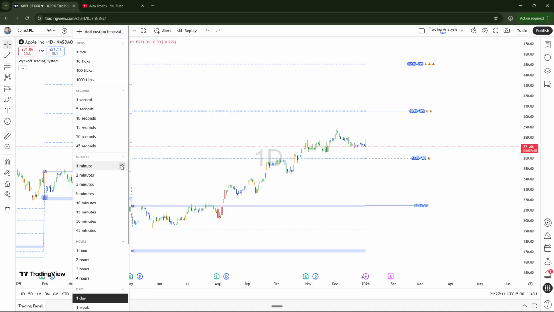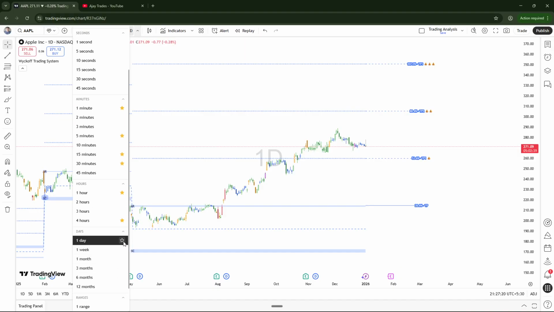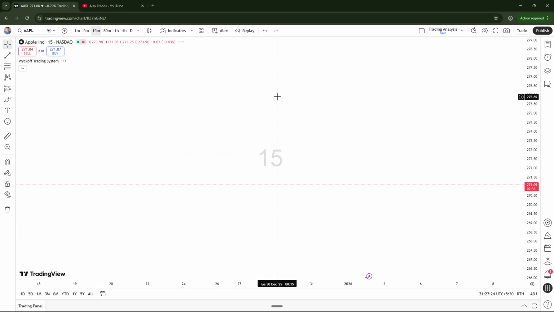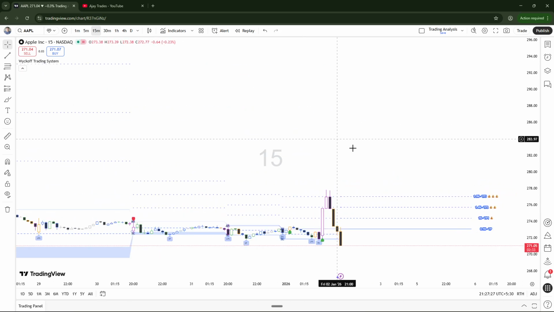We can apply it in any time frame, so 5 minutes, 15 minutes, we can even go 1 hour, 4 hour, and 1 day. And that's about it. So let's go to the 15 minute time frame and see here.